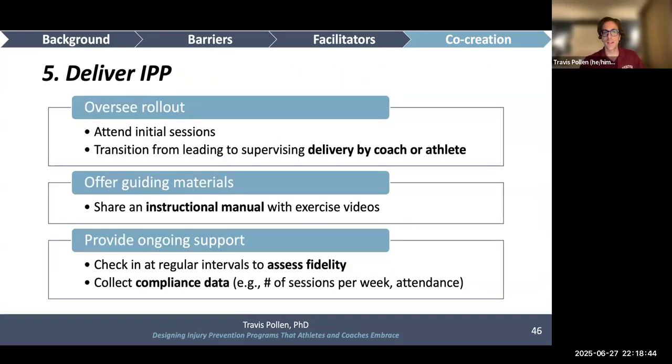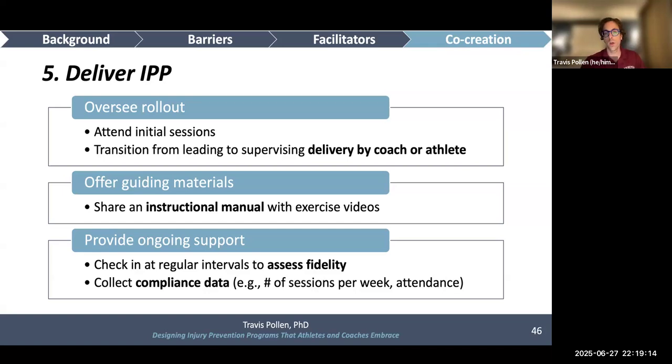Then we are ready to deliver the program after we've designed it. And here's where we as the experts are going to start off by attending the sessions and leading the sessions. And then we can fade that and transition to more of a supervisory role with the athletes, maybe the team captains or the coach delivering. And once they're proficient at it, then we just need to check in periodically and ensure that they're maintaining that fidelity, that their technique and the quality of the movement is still high.